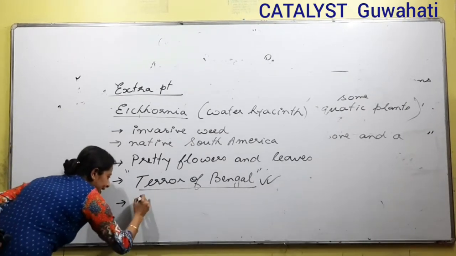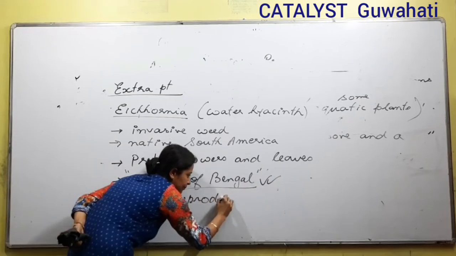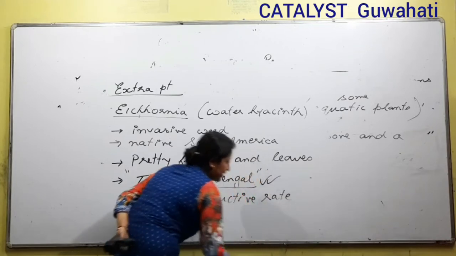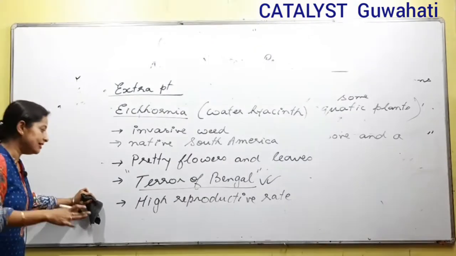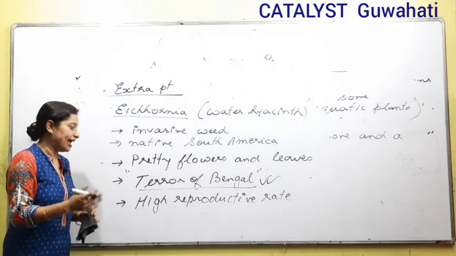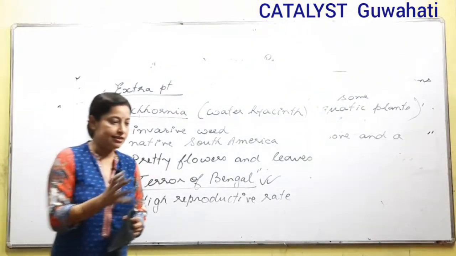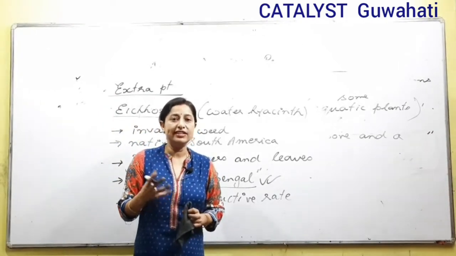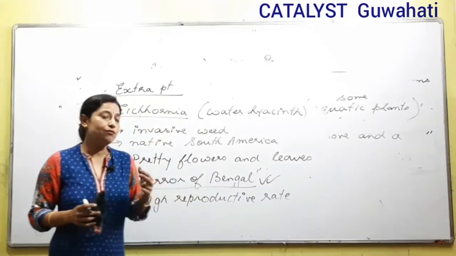This type of plant has a high reproductive rate, so the reproduction capacity is very intense, and in a very short time it reproduces and almost fills the area where it is growing. Whenever we are talking about acornia, it is a water plant. Suppose you have incorporated one acornia in a water area: within a very short time many acornia would grow.